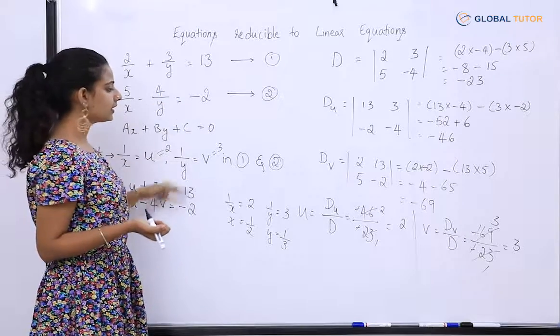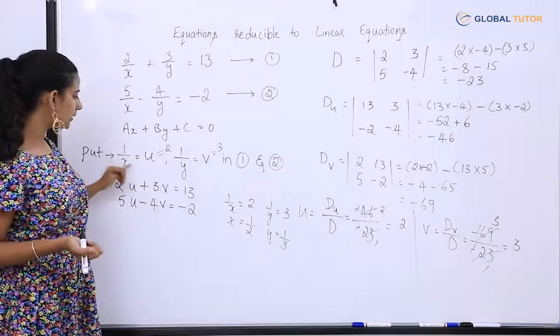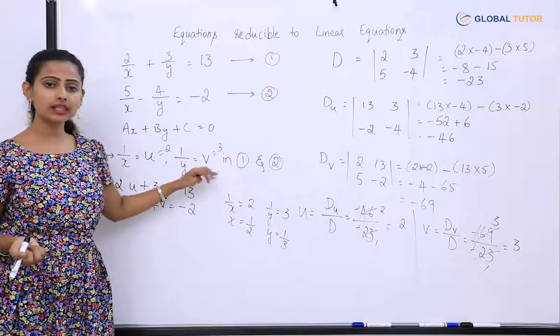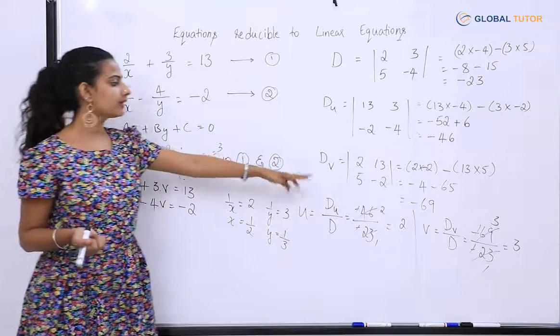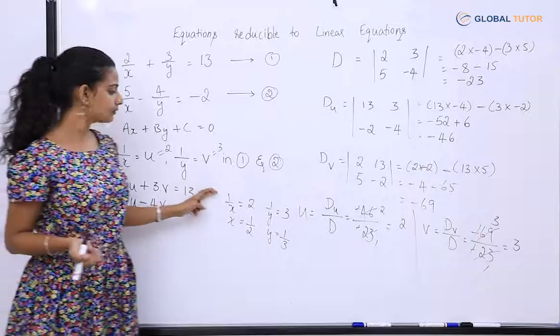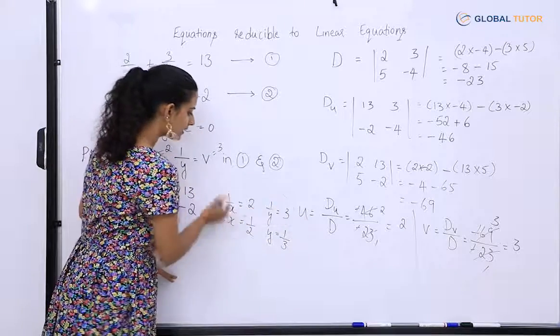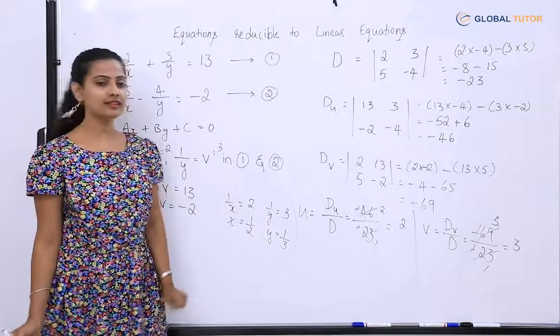So we converted them into linear equations by replacing 1 by x as u and 1 by y as v. Then we used Cramer's rule and got the values of u and v. Then we replaced those u and v values with 1 by x and 1 by y. So we got the value of x and the value of y. So x is 1 by 2, y is 1 by 3.